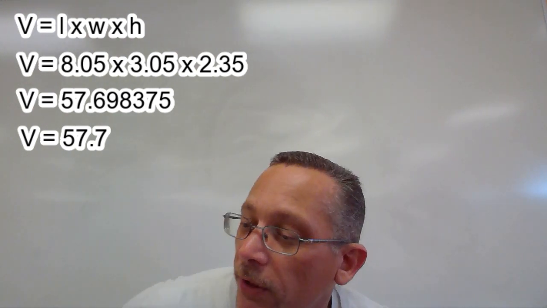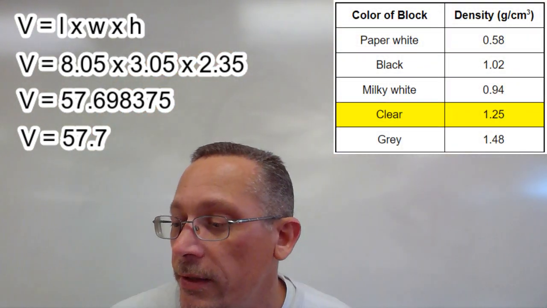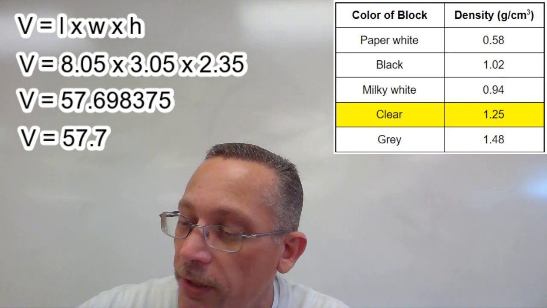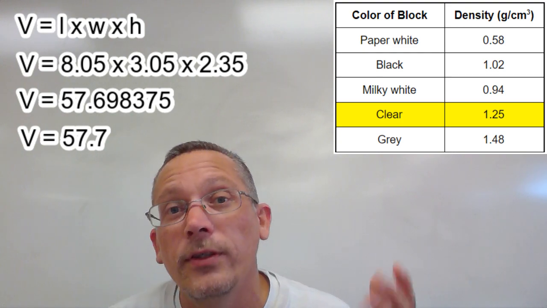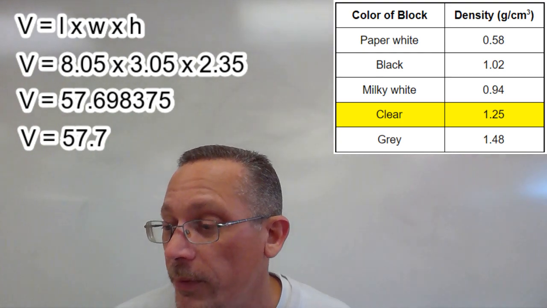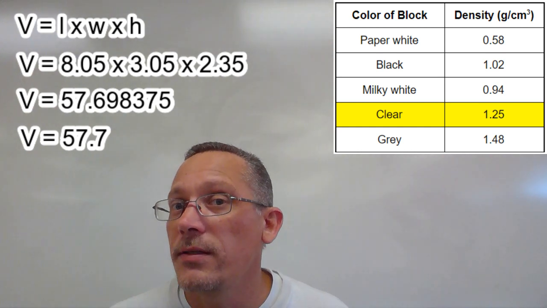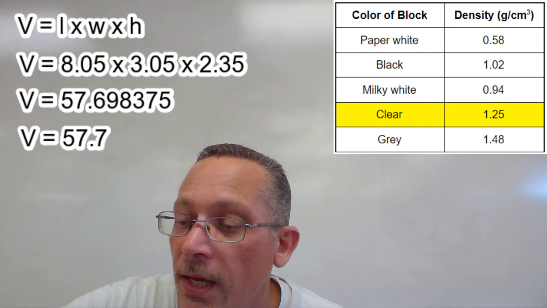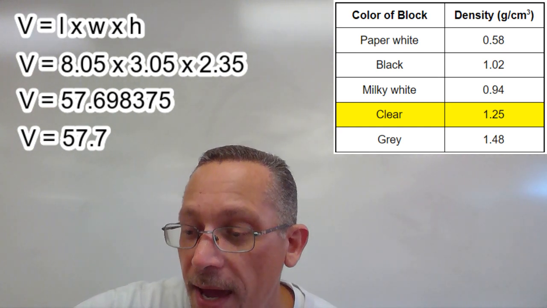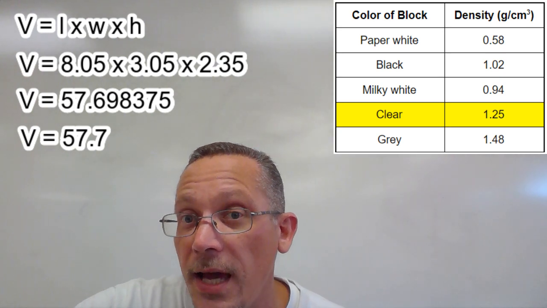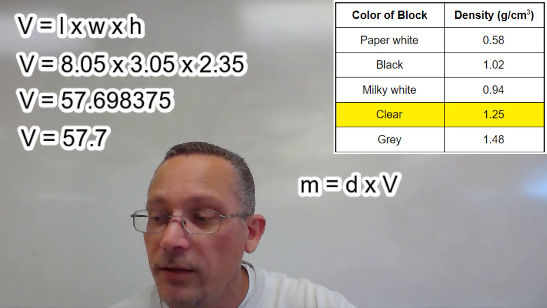Okay, now I am going to look in this chart here that is on my lab handout, and I had a clear plastic block, and according to the chart, the density of that clear plastic block is 1.25 grams per cubic centimeter. Now what I'm going to do is use the volume I just calculated and this density to find the mass of the block. Density is the mass divided by the volume. So if we rearrange that a little bit, the mass is the density times the volume. So I'm going to take the density in the chart and multiply by the volume I just calculated.